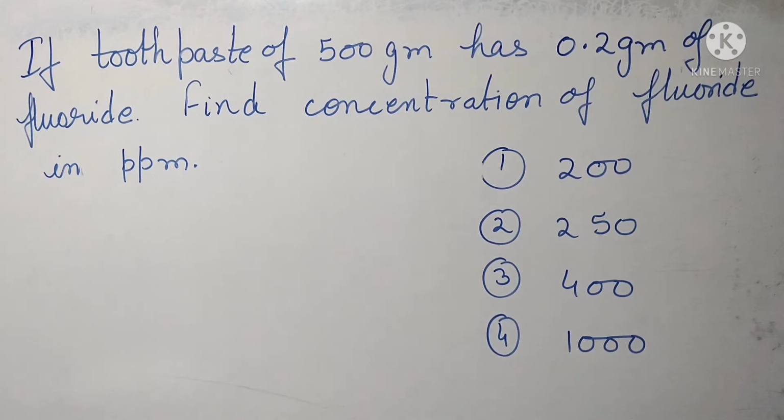In this question we find how to find the concentration of a given solute in ppm. For example, we have a question: if a toothpaste of 500 gram has 0.2 gram of fluoride, find the concentration of fluoride in ppm, and we have 4 options. Now how will we find it?